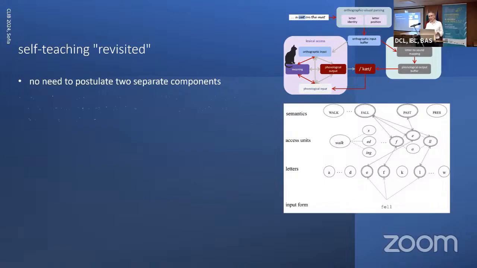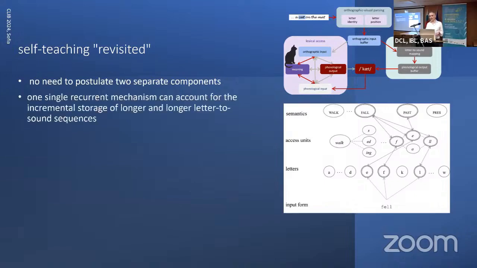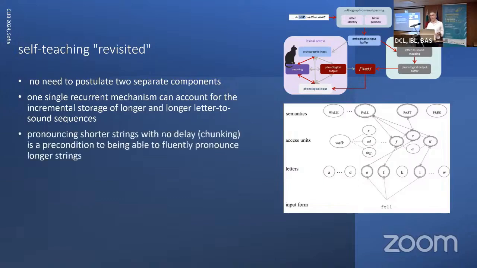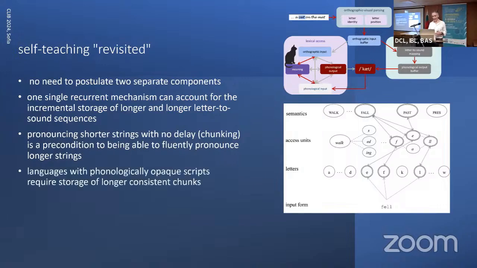No need to postulate two separate components. One single recurrent mechanism can account for the incremental storage of longer and longer letter-to-sound sequences. Pronouncing shorter strings with no delay, chunking, is a precondition to be able to fluently pronounce longer strings. And languages with phonologically opaque script require storage of longer consistent chunks. So the difference between reading, for example, Italian and reading English is that you need longer chunks of letters in order to correctly read an English word compared with a Bulgarian or an Italian word, okay? But that's the only difference in the learning mechanism.